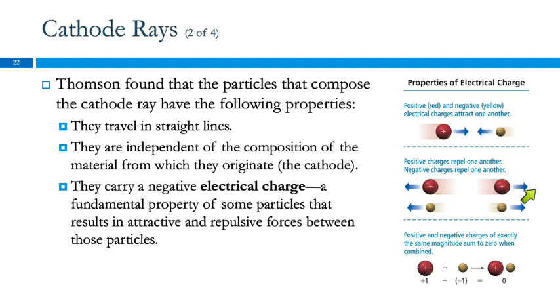If we have two positive charges, they'll repel each other like two north poles. Two negative charges repel each other like two south poles. If we have charges of the same magnitude and put them together, they essentially cancel themselves out. They add up to zero, and the thing that they are in together has no overall charge. So those are the basics of electrical charge. Electrical charge results in attractive and repulsive forces between the particles.